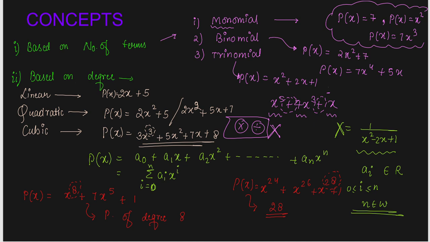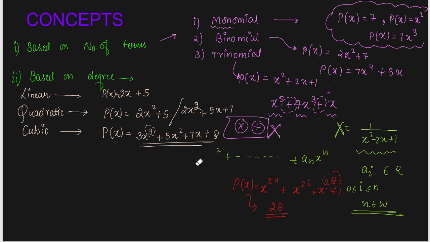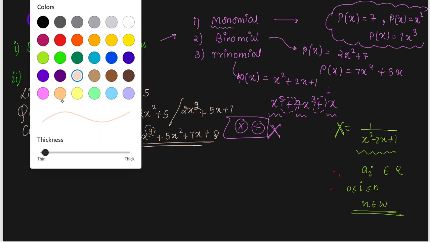Now we are going to discuss an important concept, that is the geometrical representation of finding the zeros. Then we'll start with some questions. Now, what do we understand by the zeros? We'll discuss in detail, but over here we are just going to discuss the geometrical representation.